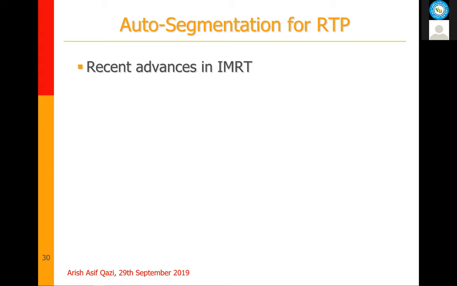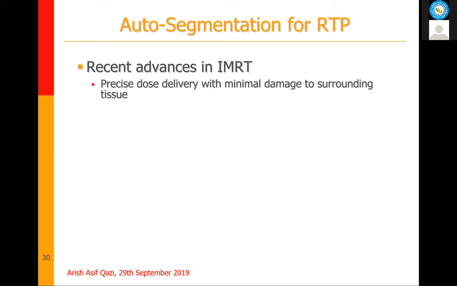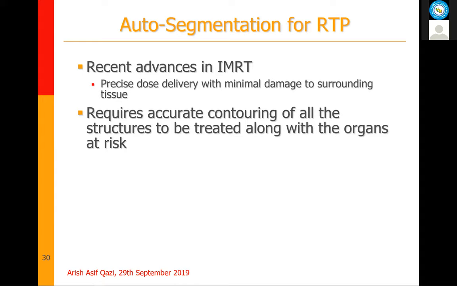Now, this is not good because when you are giving radiation to a patient, you want minimal damage to healthy tissues. With recent advances in radiation therapy, specifically IMRT, which is intensity modulated radiation therapy, you can give a precise dose delivery to the tumor with minimal damage to surrounding tissue. What you intend to do with IMRT is give a very high dose of radiation to the tumor, and the radiation to the surrounding tissues is not that high. But this is only possible if you can contour all the structures in that particular case.